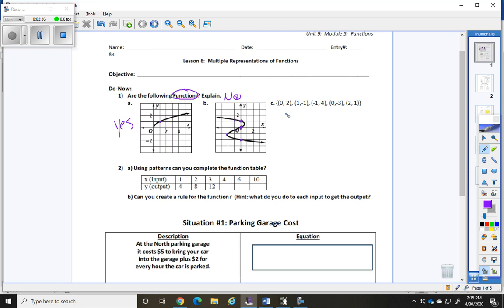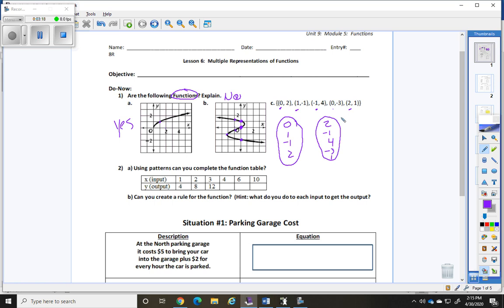In C, I know that this is not a function from how the points are displayed, but some people get confused, so sometimes a mapping is even more helpful. Remember that inputs are your x values, so let's list the different input values that we see. I see a 0, I see a 1, I see a -1, I already wrote down 0, and I see a 2. So these are my inputs. The outputs, I see 2, -1, 4, -3, and +1.